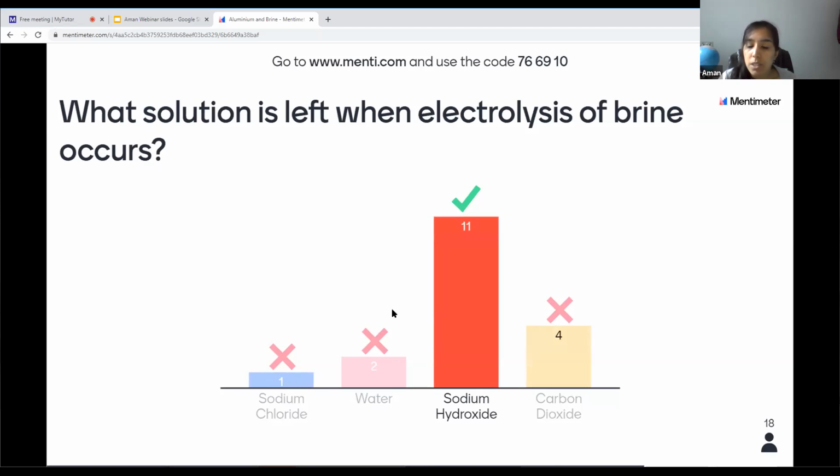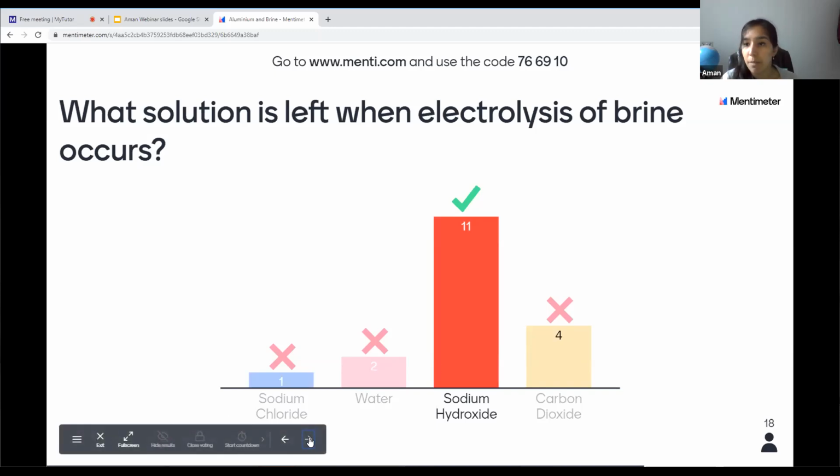So if we think about what's there, we have our sodium ions, we have our chloride ions, we have our water, which produces hydrogen ions and hydroxide ions. If the hydrogen ions go to the cathode and the chloride ions go to the anode, what's left is sodium and hydroxide. So that gives us our sodium hydroxide. So they bind together to make sodium hydroxide. So water is a good guess, but remember the hydrogen ions get used up, so it won't be water, and carbon dioxide isn't produced. Only in the electrolysis of aluminium oxide is carbon dioxide produced.